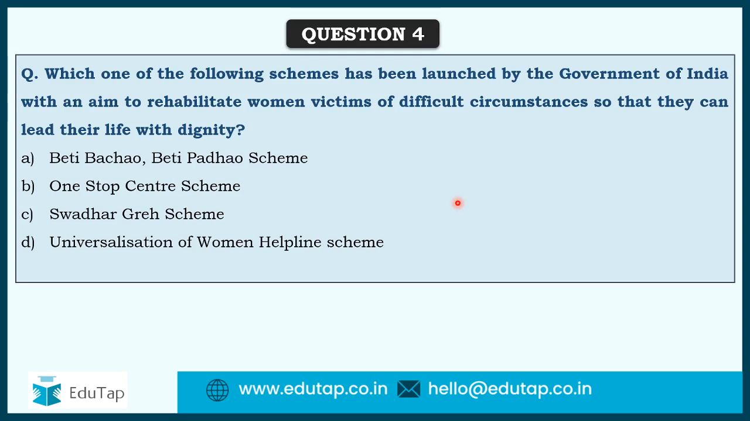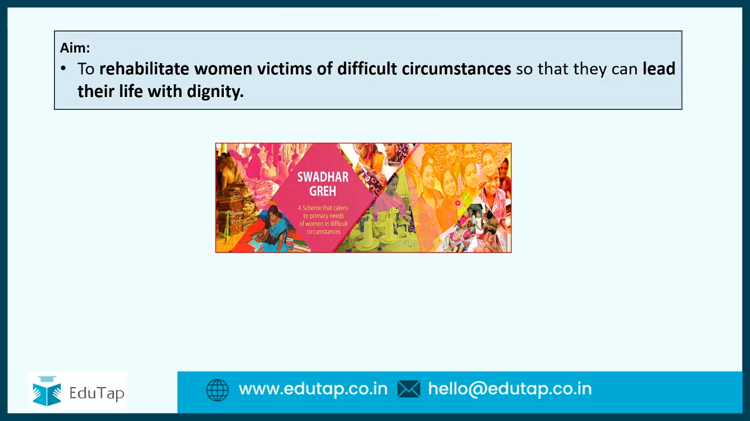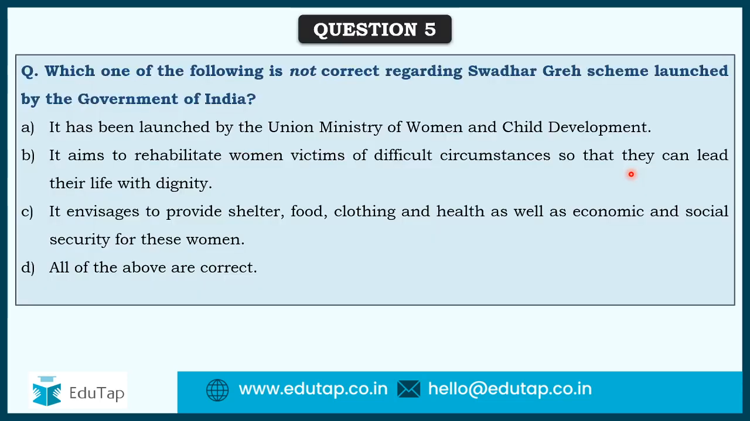The particular scheme which has been launched with the aim to rehabilitate women victims of difficult circumstances is the Swadhar Greh scheme. So this is important. To rehabilitate the women victims so that they can lead their life with dignity. It caters to the primary needs of the women in difficult circumstances, as this picture says, you see. So this is important. Swadhar Greh scheme, now we know the aim of it, right?